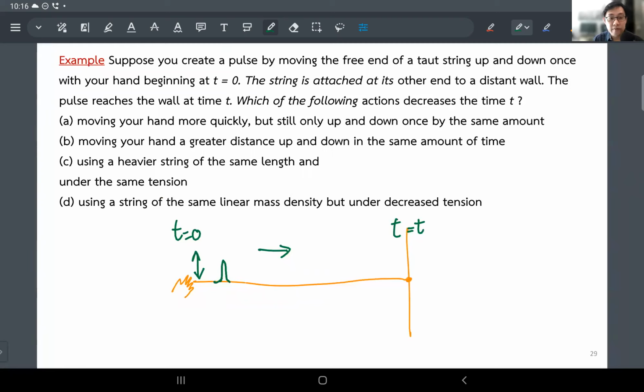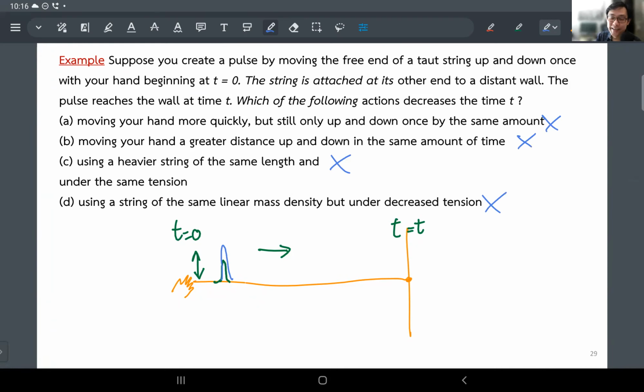Now we are left with just B, moving the hand at a greater distance. If you move your hand a greater distance, you're just going to get a higher wave pulse. So the answer is none of these. They're all bad. So this is not a multiple choice.